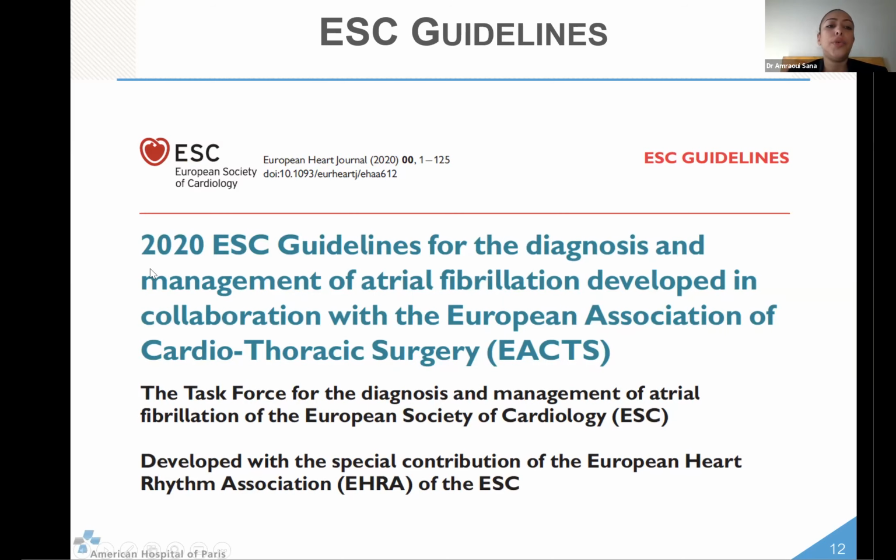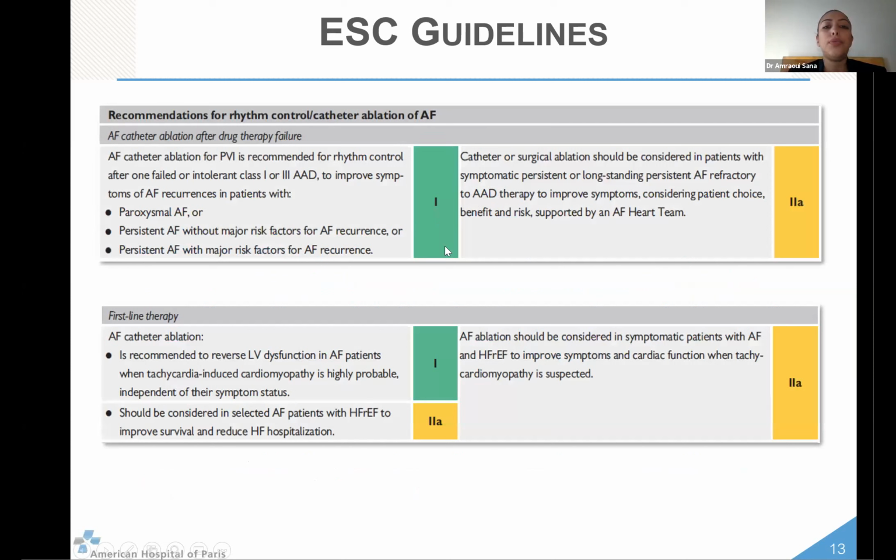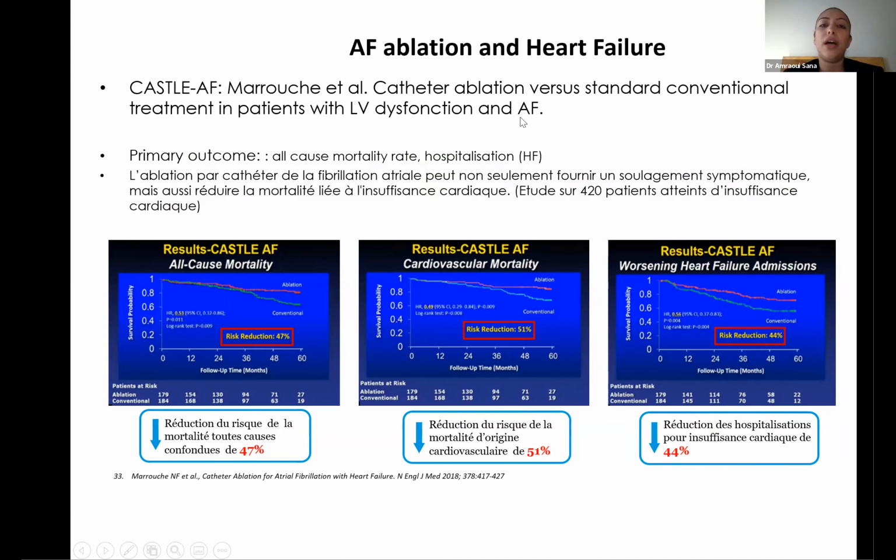So what does the guideline say? The guideline since 2020 says that we can propose, in a grade 1 recommendation, treatment by catheter ablation in patients with heart failure, so LV dysfunction. So what kinds of ablation do we have to propose? First, intervention with pulmonary vein isolation, and then depending on the center or on the map during the procedure, we can perform additional ablation.